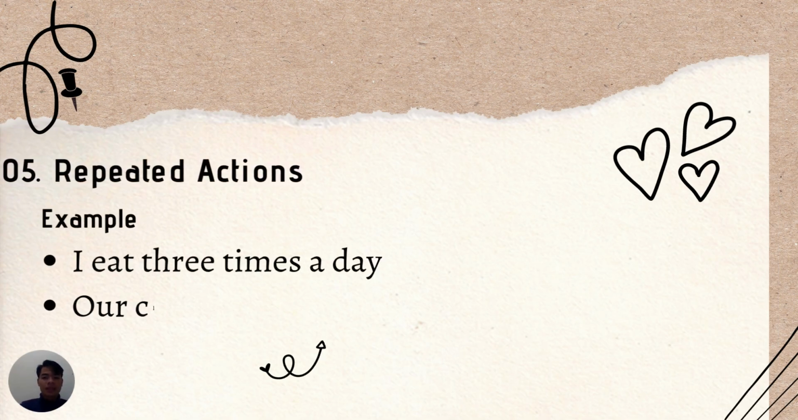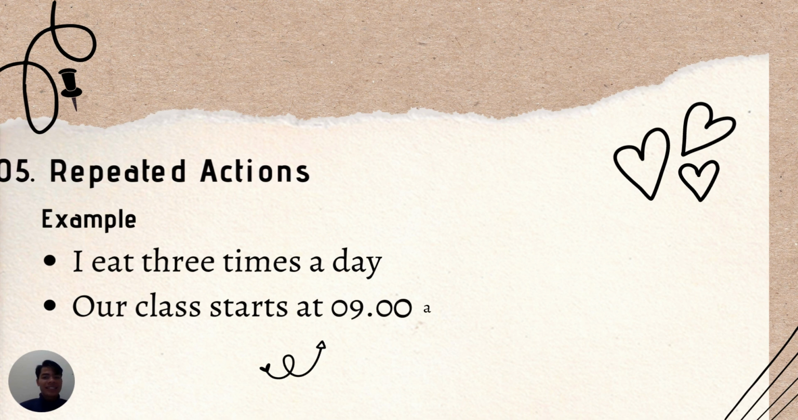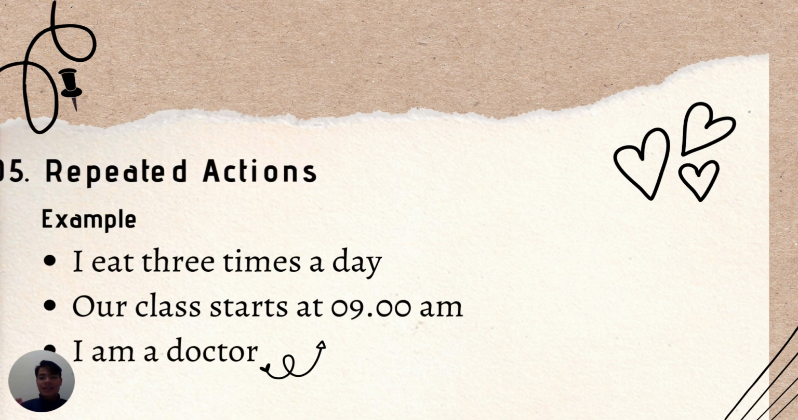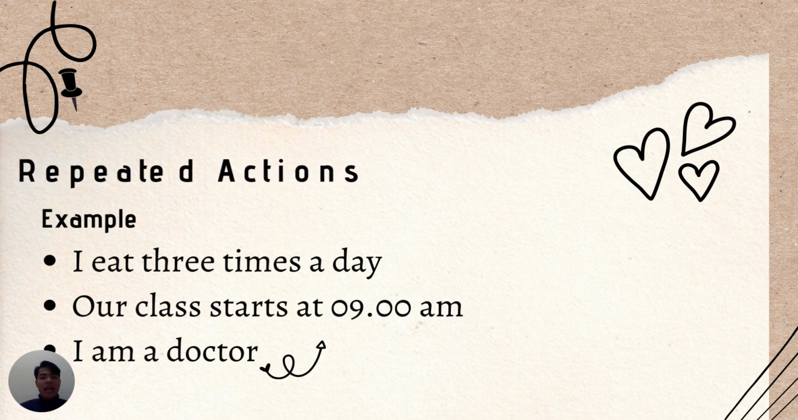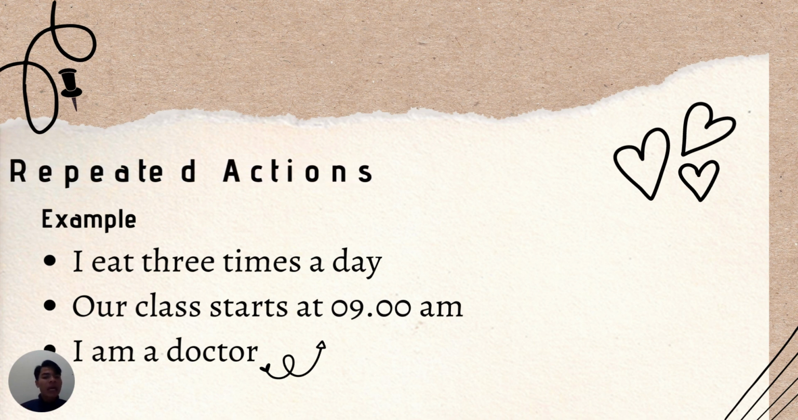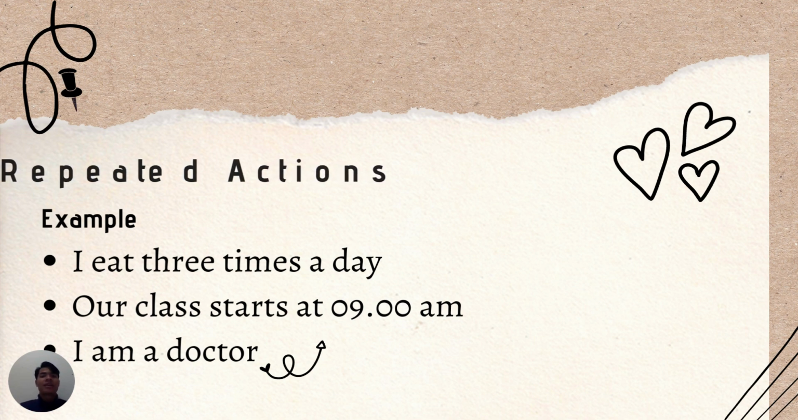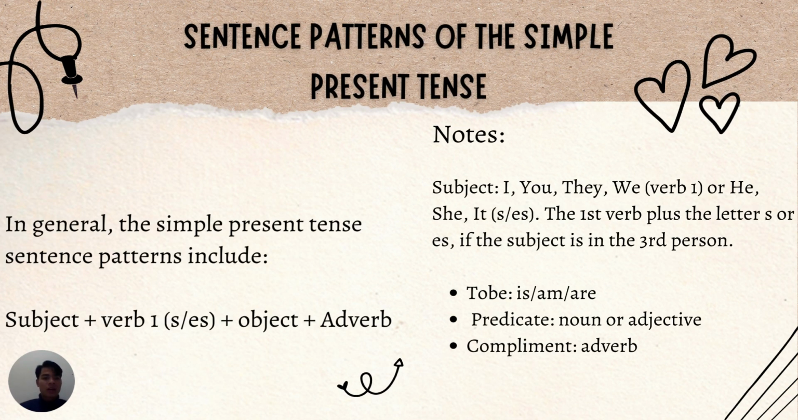Number five, repeated action. It shows activities carried out in everyday life. For example, I eat two times a day. Our class starts at 9 a.m. I'm a doctor. Okay, these are examples of repeated action.